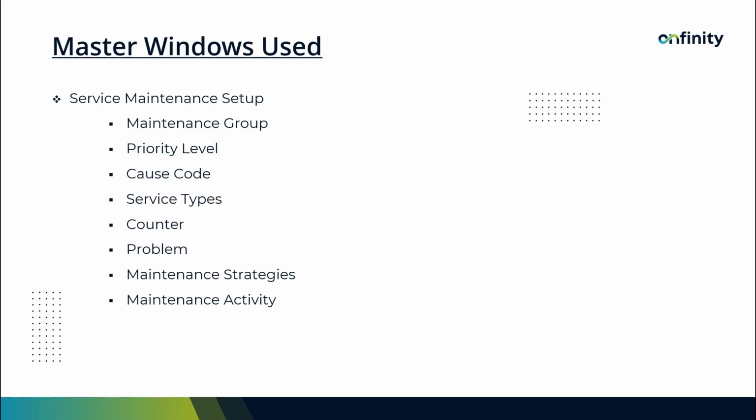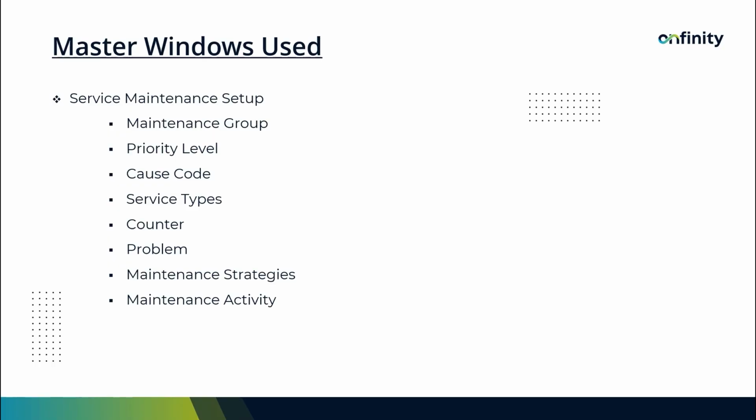Let me brief about each one. The maintenance group is a group of team members who will be performing any maintenance job or inspection job on some specific asset against any request. That we call a maintenance group. Then there is the priority level. Priority level is the severity of the request that is being raised. We provide a few standard priorities like critical, high, medium, and low. Users can define their own priorities as well.